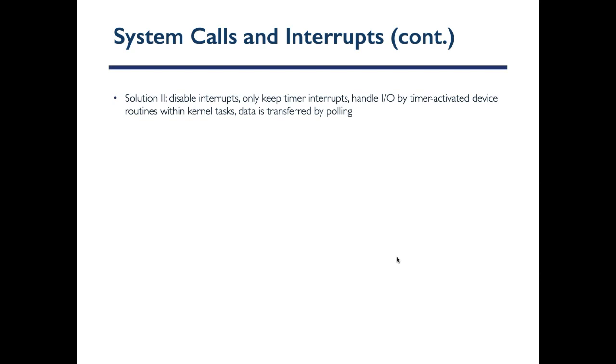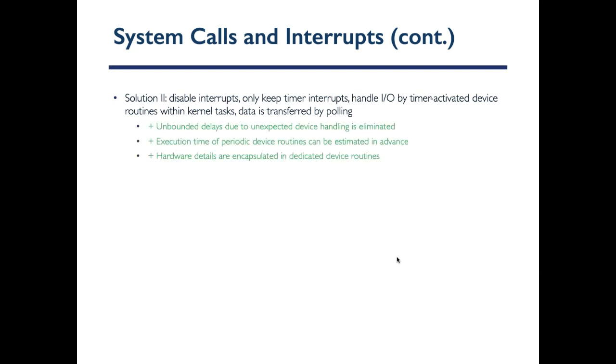And what do these routines do? They basically poll, again, on the device, on I/O devices, to see if there is any data. And if there is, then they will deal with it. Now, what are the good things about it? Again, because we have disabled interrupts, we don't have to deal with unbounded delays. The execution time of these periodic routines can be estimated as before. Before it was inside the tasks, now it's in the kernel. But again, I can basically estimate how long it takes.